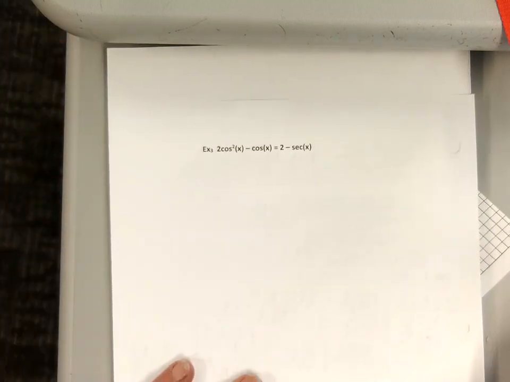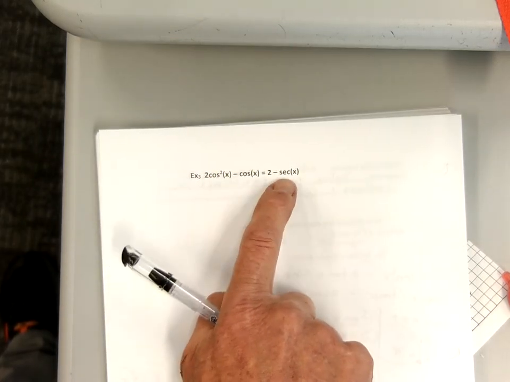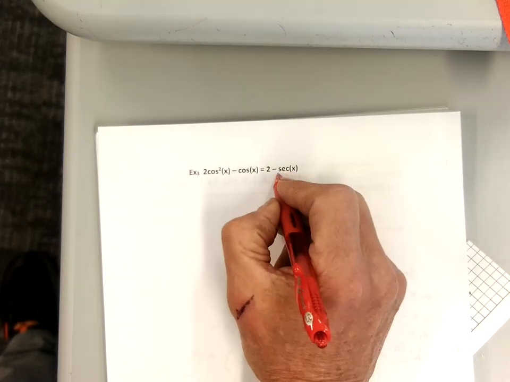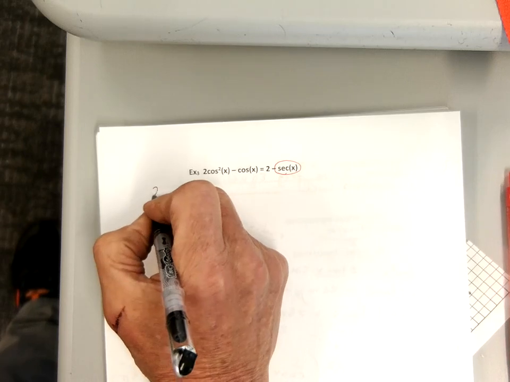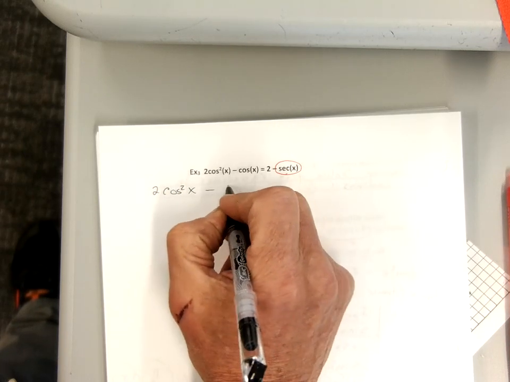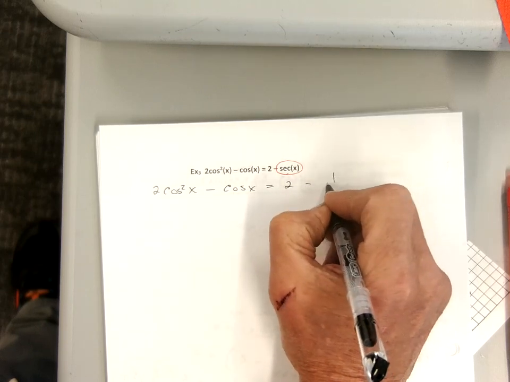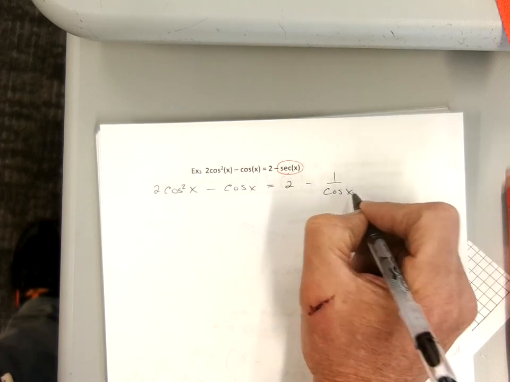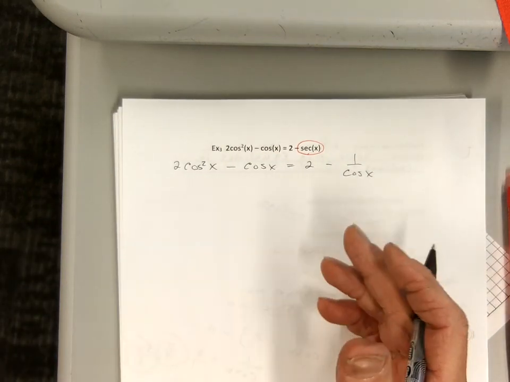All right. Oh, the fun one. So here's the thing. Cosines. I'm going to change this also into a cosine. I'm going to go 2 cosine squared of x minus cosine of x equals 2 minus 1 over cosine of x, because secant is 1 over cosine, right? All right, everything's in terms of cosine.